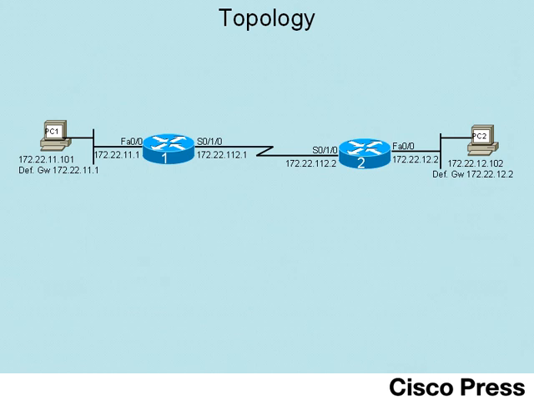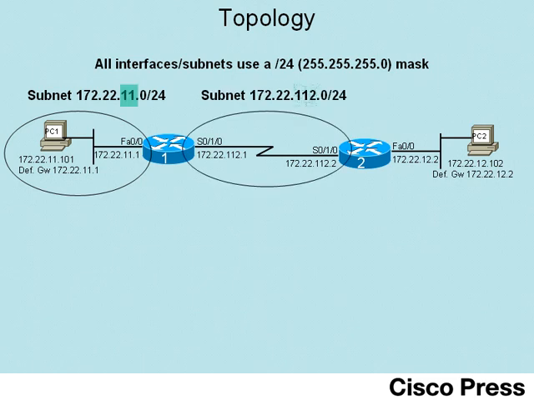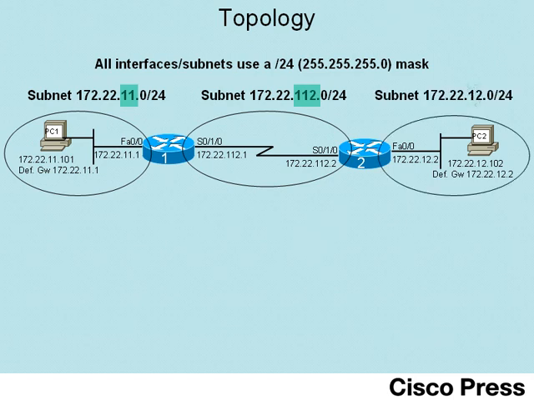Now if we take a look at the topology for a moment, it's pretty simple. It's only two routers with three subnets. Each of the subnets uses a /24 mask just to keep the subnetting math easy. So we end up with three subnets. The LAN subnet on the left, which is subnet 11 if you will. The serial link subnet in the middle, which is subnet 112, focusing there on the third octet again. And then on the far right LAN, we've got subnet number 12 on the right.